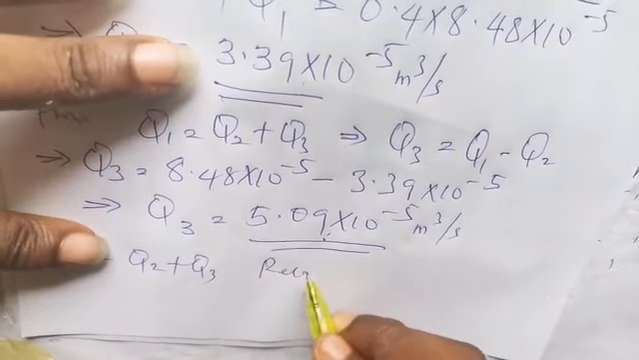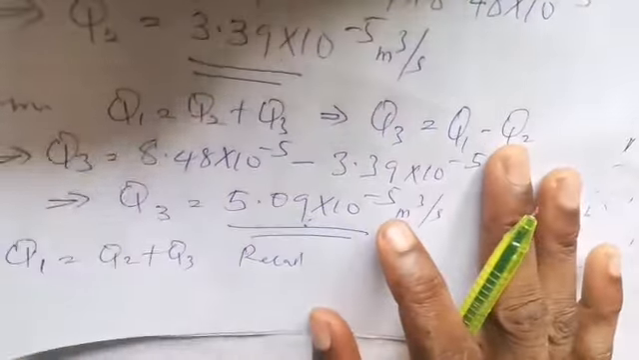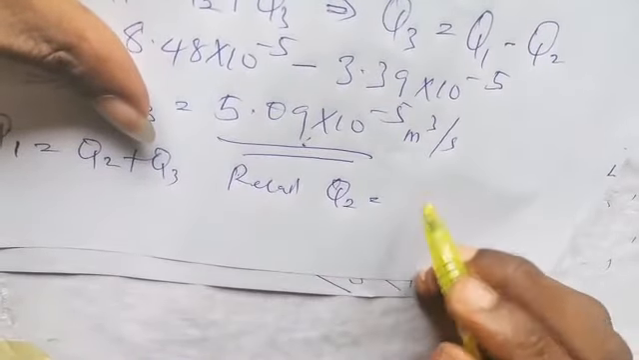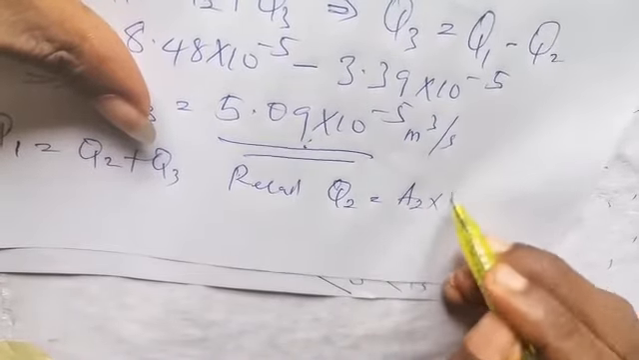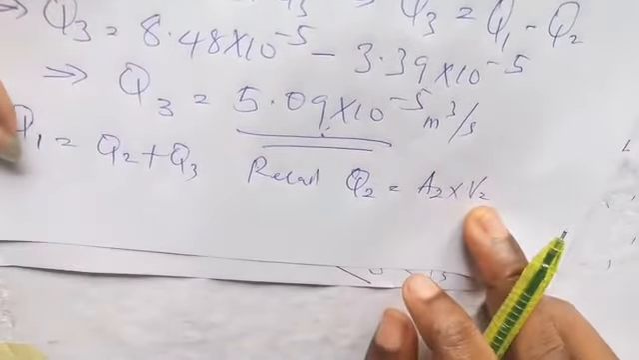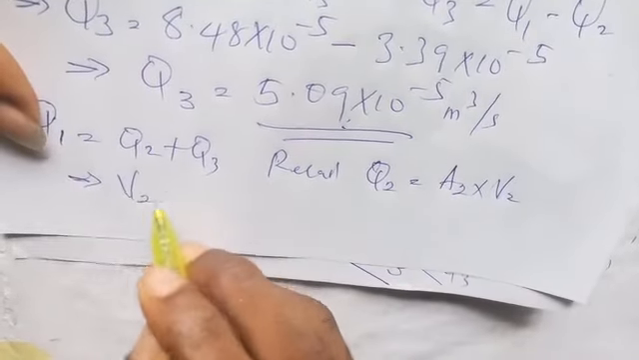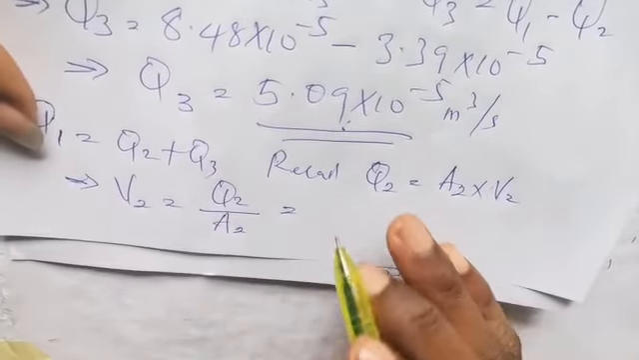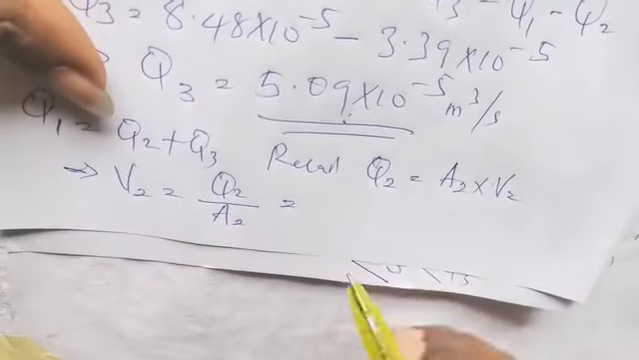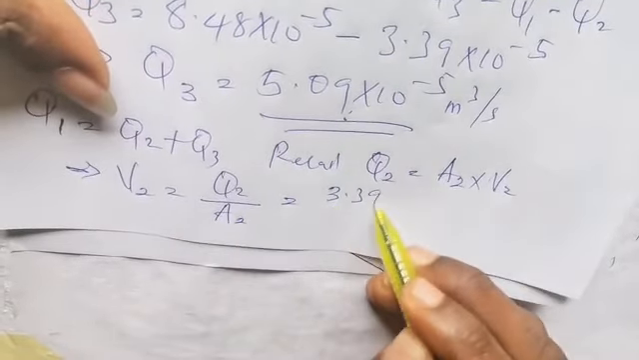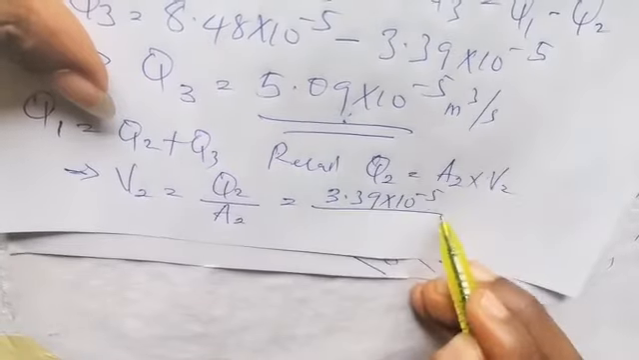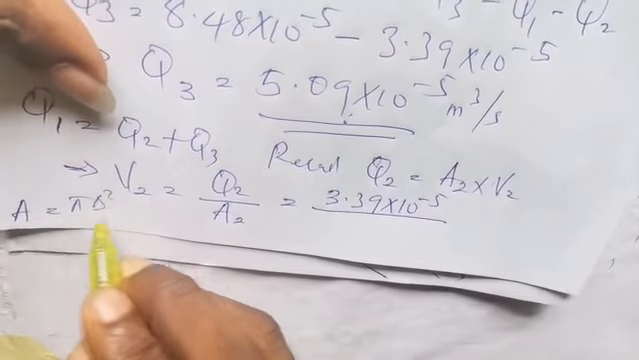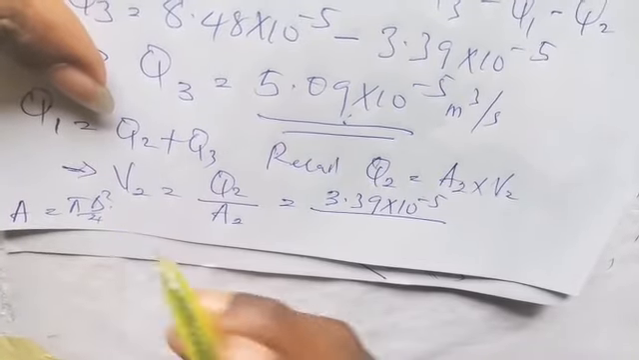Now recall, for pipe 2, Q2 is equal to A2 times V2. So to find the velocity of pipe 2, we simply divide: V2 becomes discharge 2 all over area 2. The discharge in pipe 2 gave us 3.39 by 10 to the power of minus 5, all over the area. Of course, we know that area is equal to pi diameter squared all over 4, so the diameter in this case becomes the diameter of pipe 2.